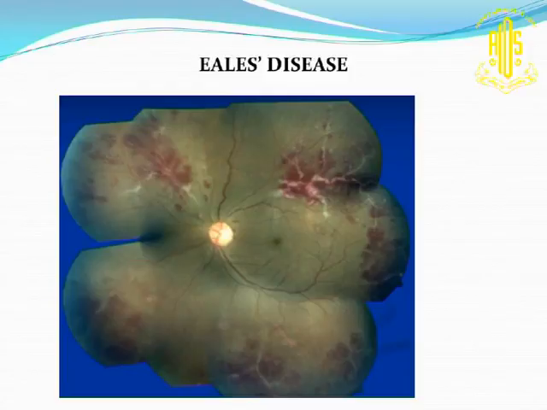This is an example of Eales disease. You can see the mid-periphery is involved with retinal vessel inflammation as well as occlusions leading to retinal hemorrhages.